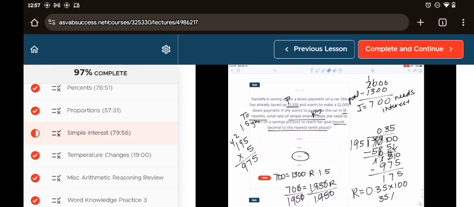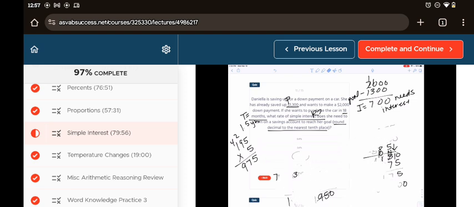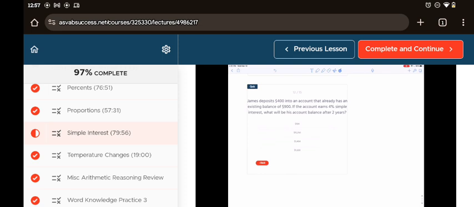Okay, number 12 says, James deposits $400 into a savings account that already has an existing balance of $900. If the account earns 4% simple interest, what will be his account balance after 2 years? So this one is weird because it says that he deposits into an account that already has an existing balance. So we're resetting the amount, and we want to know what the new amount will be after 2 years.